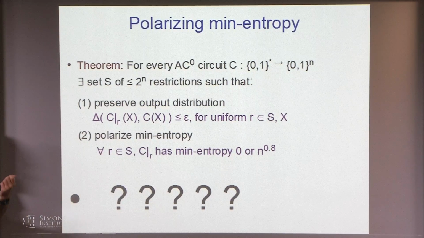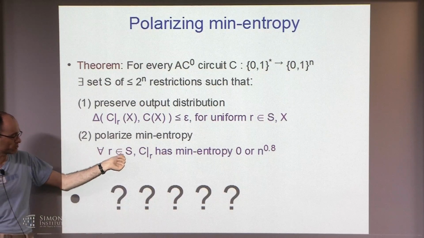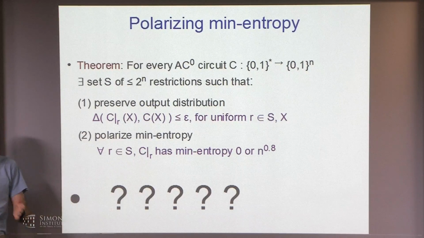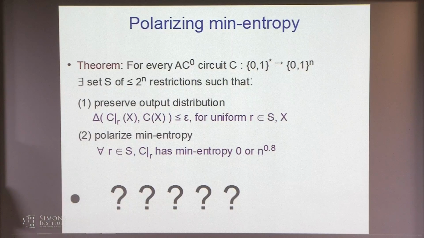And simultaneously, the min-entropy is polarized, meaning that for every restriction in the set, C restricted to R has min-entropy either 0, so it's fixed, or has polynomial min-entropy. Can anyone explain the question marks? Construct.